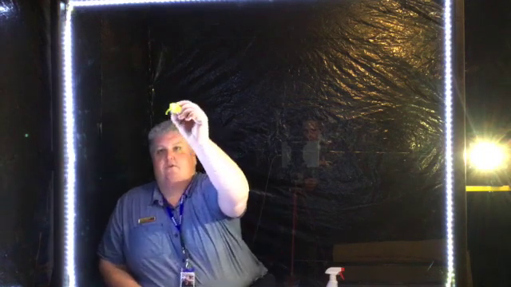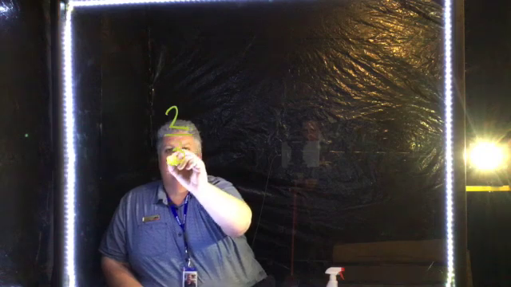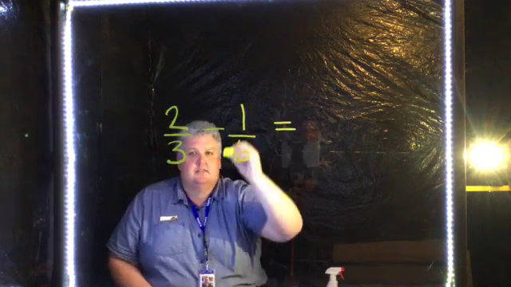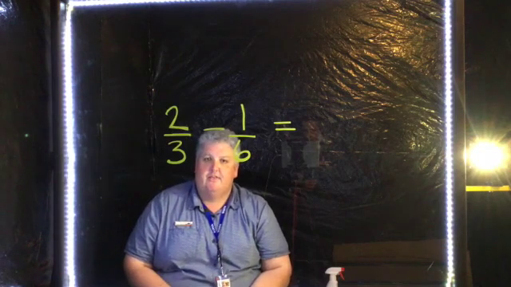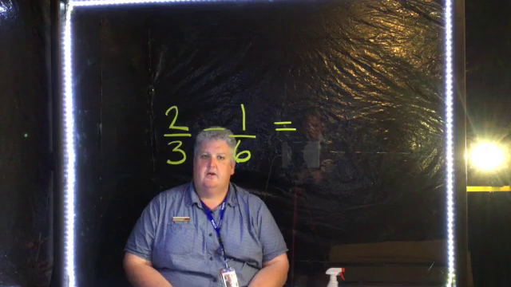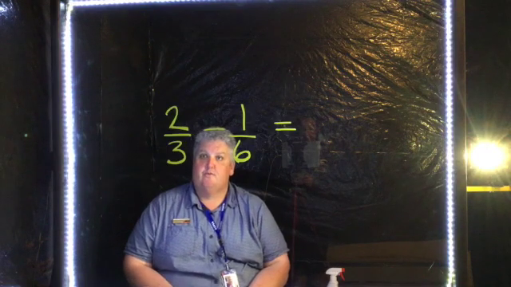We've got 2/3 take away 1/6. So let's just stop for a minute and have a think about what we had to do if we were adding fractions. What were the guidelines that we used? Okay, so now we know that if we have the same guidelines, we have to get our denominators the same.